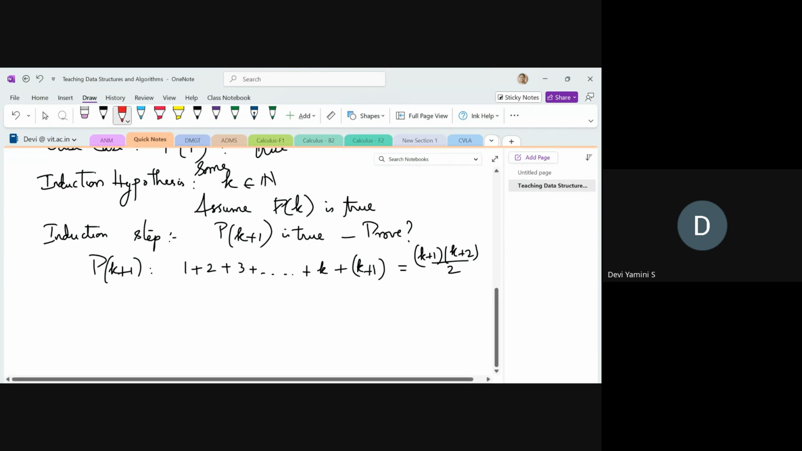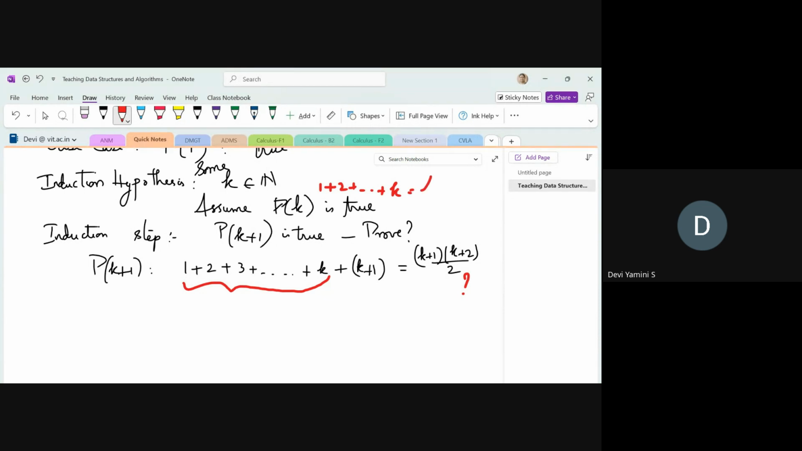So what we do is, we have to consider this. We know that this part is nothing but P of K. What is P of K? We had assumed P of K to be true: 1 plus 2 plus etc. up to K is equal to K into K plus 1 by 2. So this turns out to be K into K plus 1 by 2 plus this natural number. This is nothing but LHS. We consider the LHS, we're going to prove that that's equal to this expression.